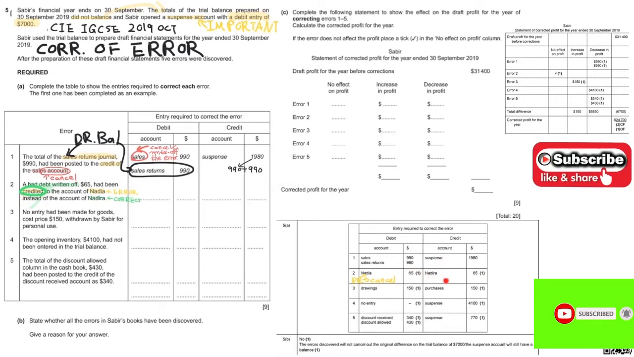So let's move on to number 3. For number 3, it talks about there's no entry, so we have to make the entry. First of all, you can see this one talks about personal use. For personal use, of course, according to the business entity concept, we do it as debit drawings.